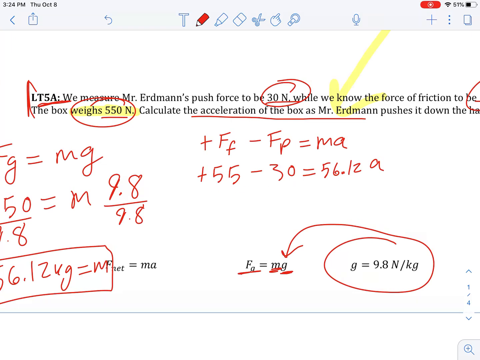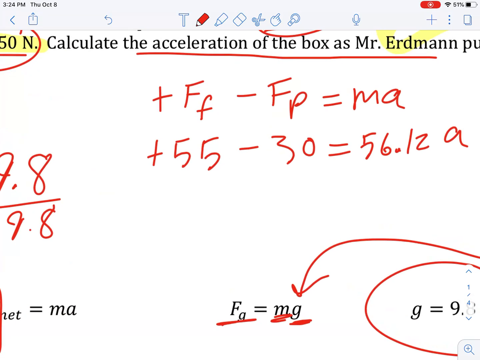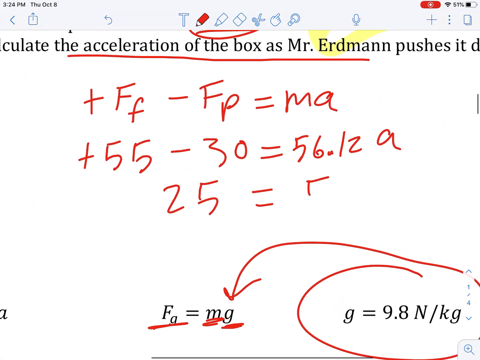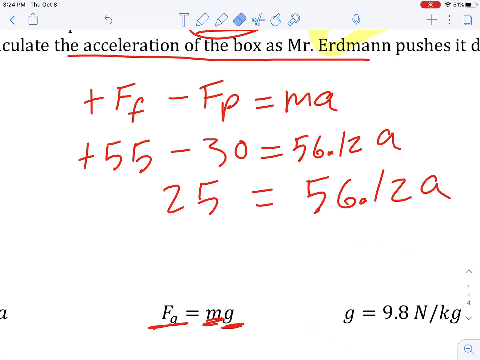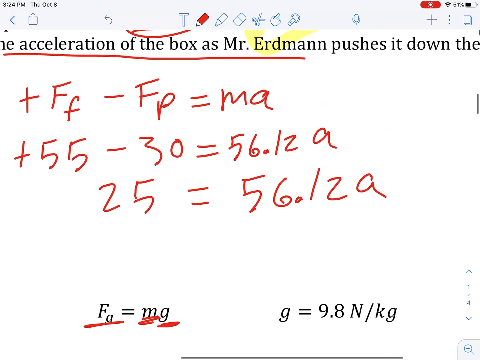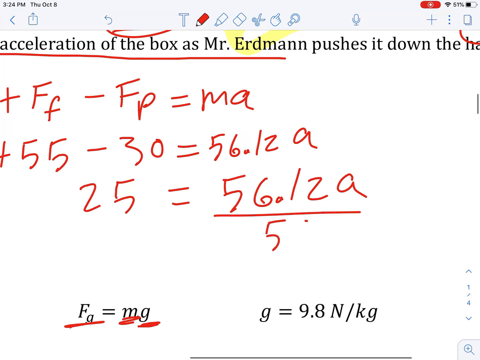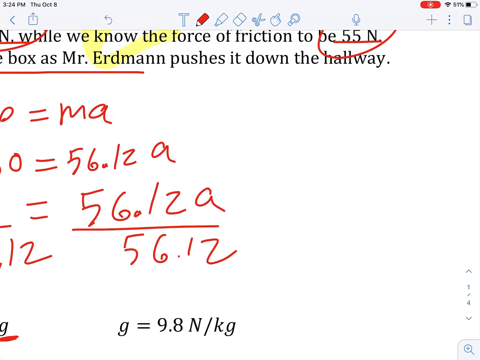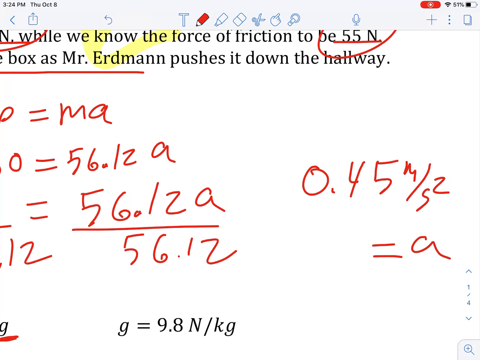55 minus 30 is going to give us 25. So 25 equals 56.12 times acceleration. So we divide by 56.12, and we get our acceleration to be 0.45 meters per second squared. So 0.45 meters per second squared is the acceleration.